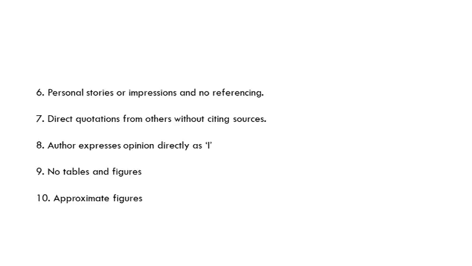Then personal stories or impressions and no referencing. Then direct quotations from others without citing the sources. So in academic writing we cite the sources, so here it is without citing the sources. Then the author expresses opinion directly as "I." Then no tables and figures are used and also approximate figures. So these are the points that we have to keep in mind while writing non-academic writing.